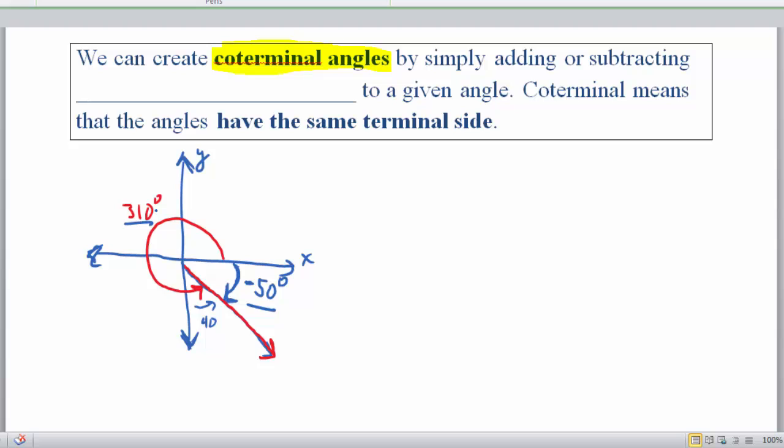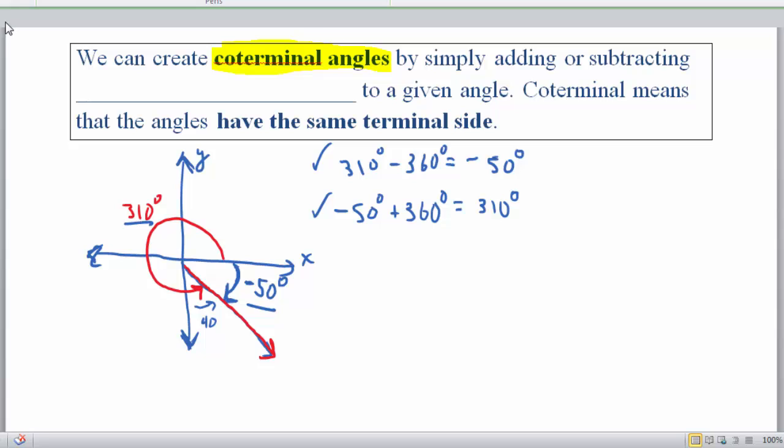And by how much do they differ? Well, they differ by 360 degrees, right? Because if I take 310 and I subtract 360, I end up with negative 50 degrees. Okay? Or going the other way, if I have negative 50 degrees and I add 360 degrees to it, I end up with 310 degrees. So right here, what I've written is the key to creating coterminal angles.